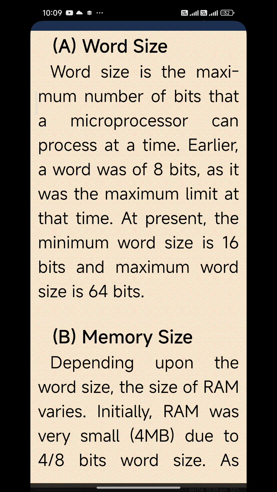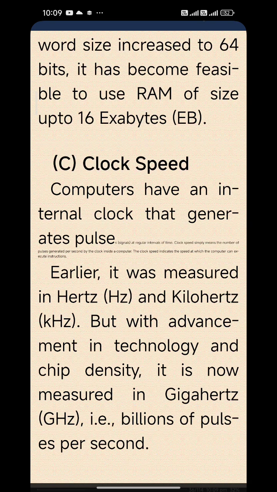B. Memory size. Depending upon the word size, the size of RAM varies. Initially, RAM was very small, 4 MB, due to 4 by 8 bits word size. As word size increased to 64 bits, it has become feasible to use RAM of size up to 16 exabytes (EB).